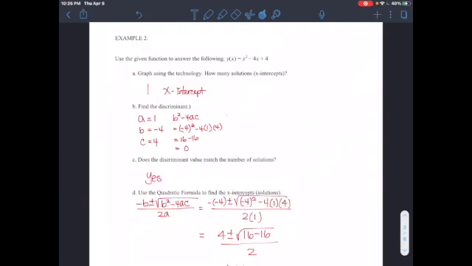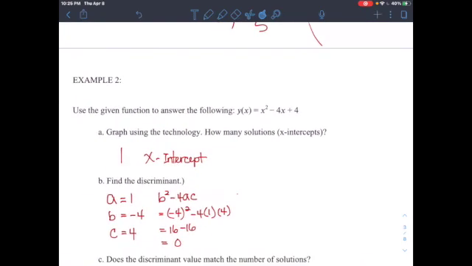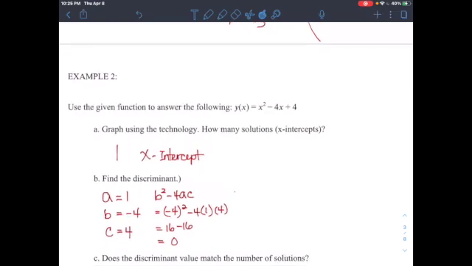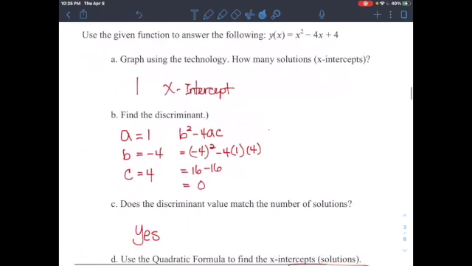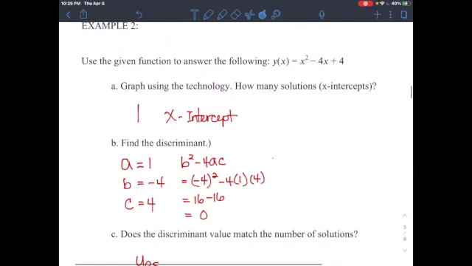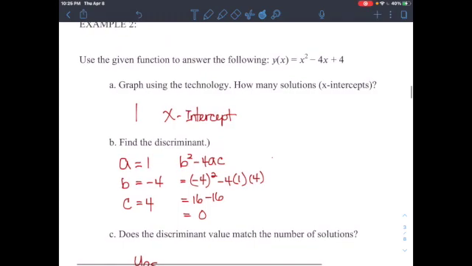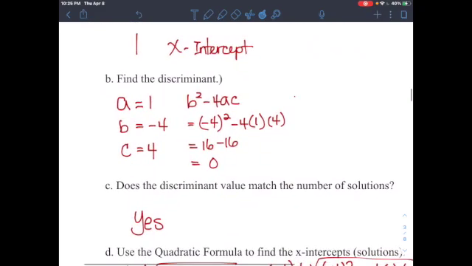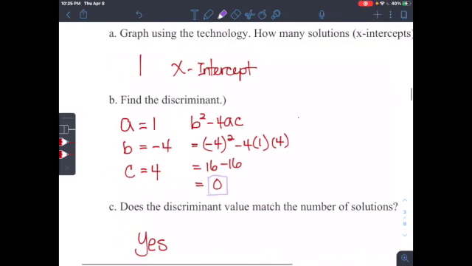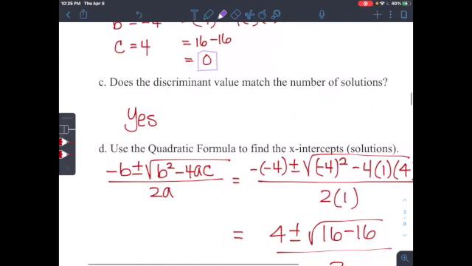So let's take a look at example number 2. Example number 2, when they say graphing using technology, how many solutions? If you type in x squared minus 4x plus 4, you will see there's only one intercept on your graph. Next, you can find your a, b, and c from your equation and plug into your discriminant. The discriminant formula again is b squared minus 4ac, and that will give you 0. Once you know it's 0, it's definitely one x-intercept, so therefore it matches.